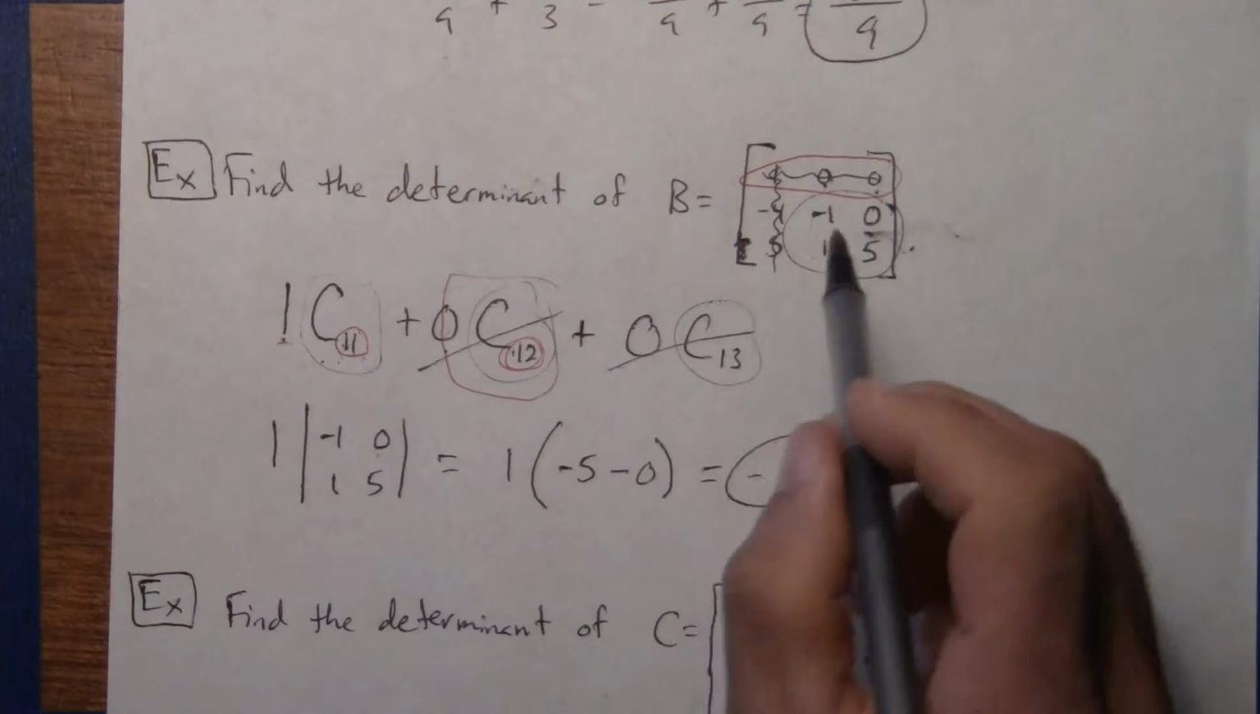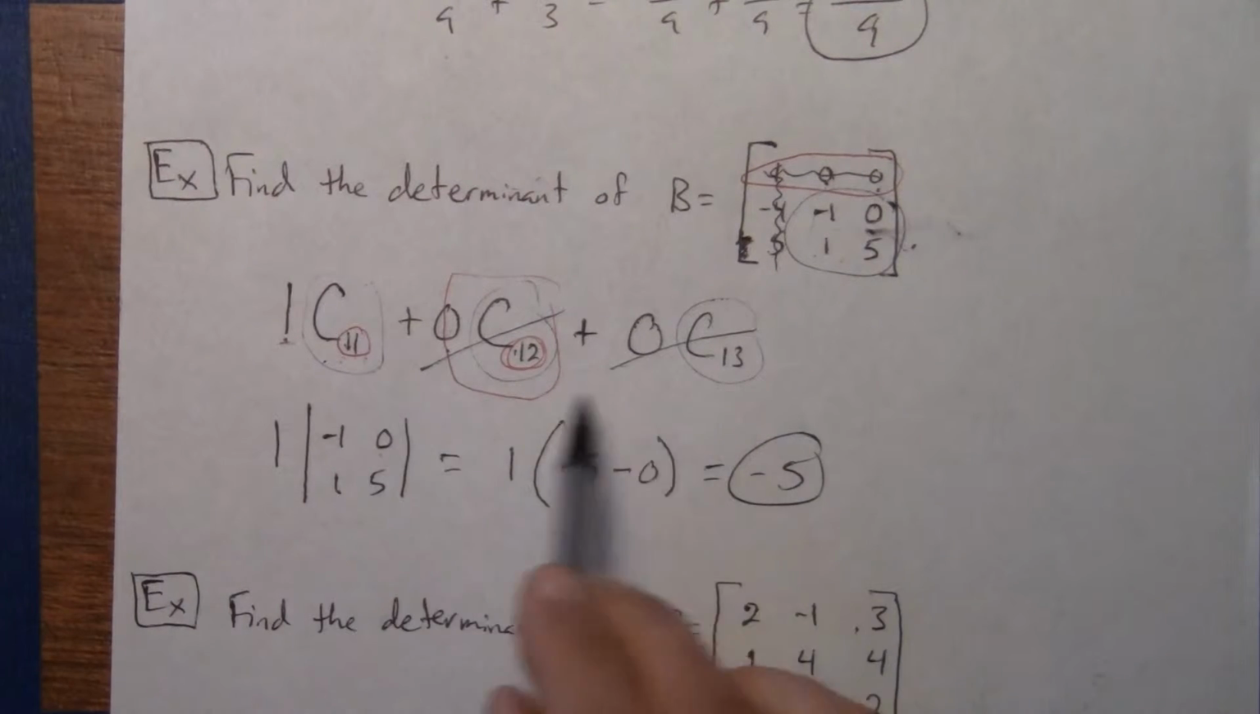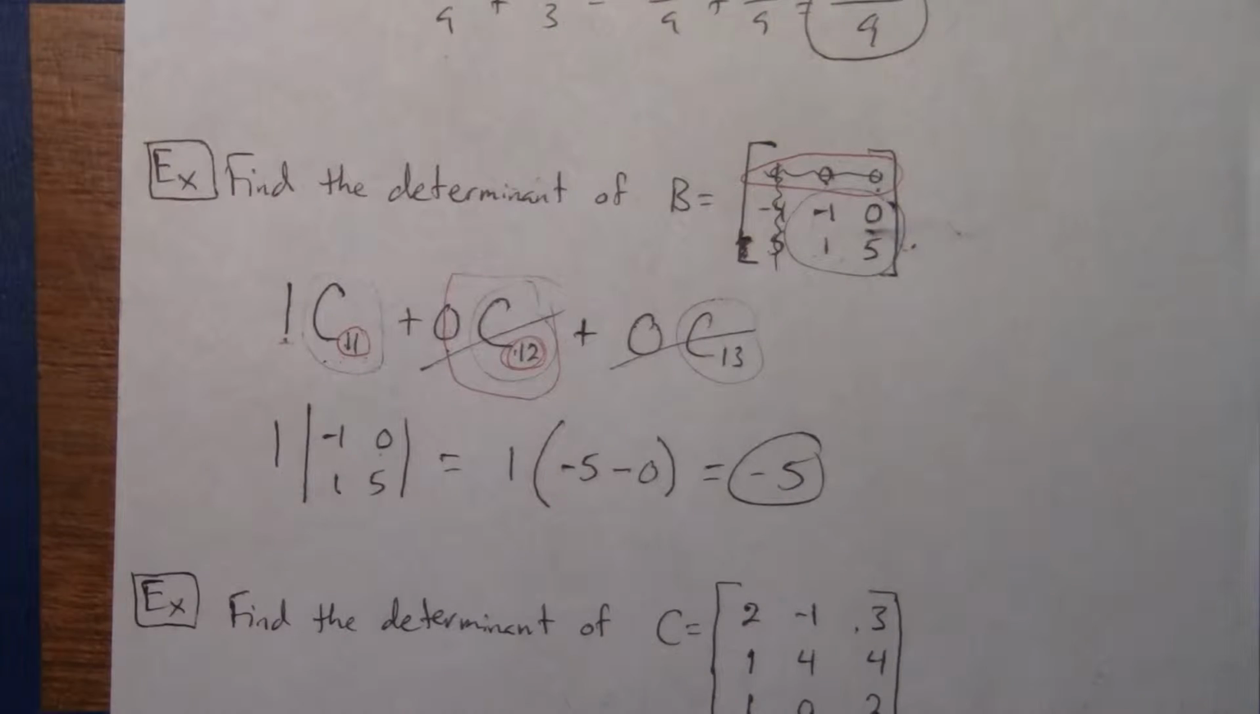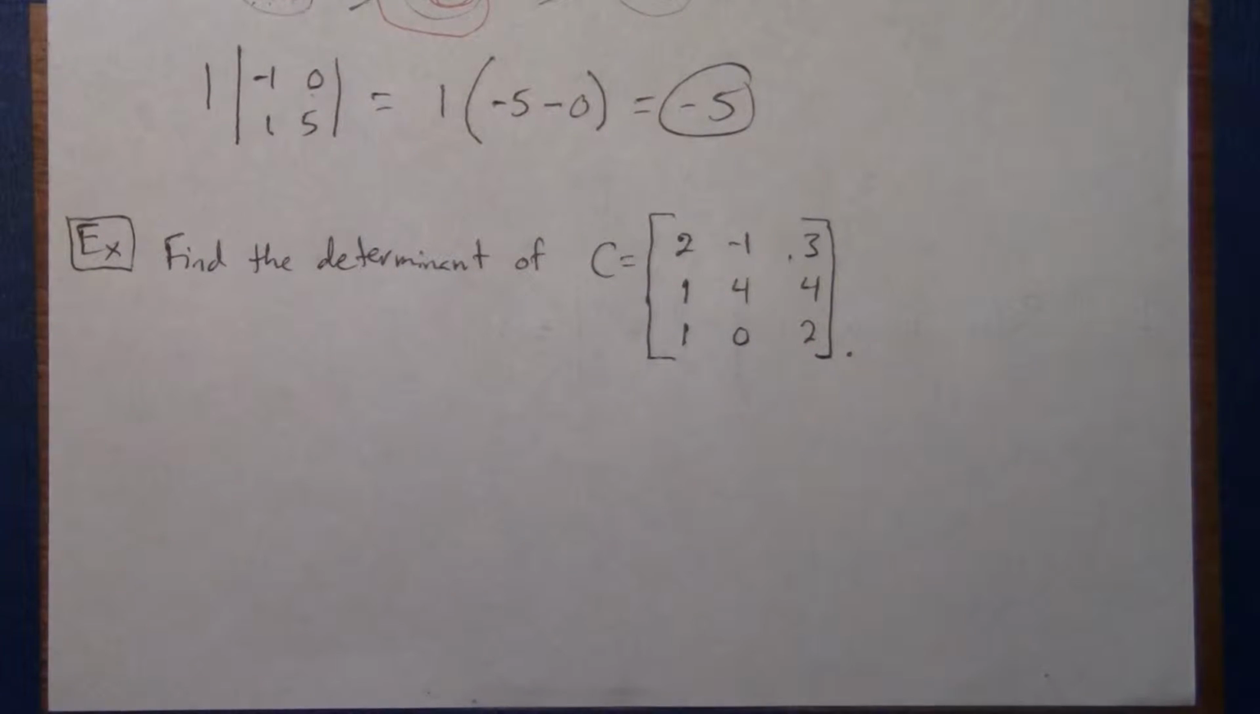And the cool thing is no matter which row or column I use when I do this, it will eventually come out to negative 5 if I don't make any mistakes. Alright, so let's jump down to the next one. Going to do the same thing.